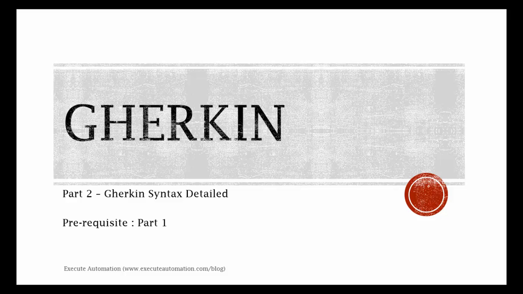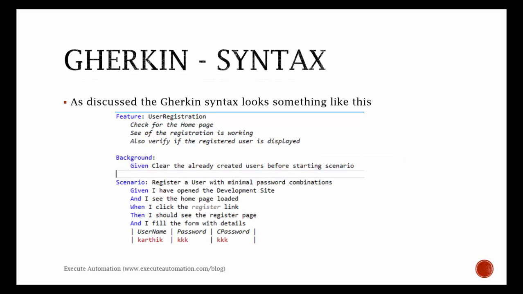In this part, we are going to discuss Gherkin syntax in detail. Before proceeding with this part, I suggest you watch part 1 of this series. As discussed in part 1, the Gherkin syntax looks something like this. The Gherkin syntax is pretty plain text, as you can see right now. It has a feature, it has a background, and it has scenarios. It looks pretty plain, like a simple test case.